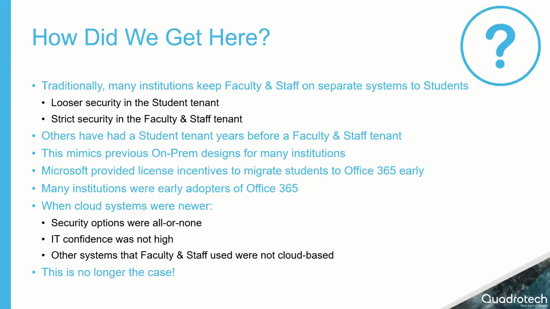This also meant that on-prem systems were set up this way too. So it was very common for the on-prem environments to have a faculty and staff network that was protected and had different rules and restrictions, and then a looser student network either in on-prem housing or whatever it may be, keeping that area separate. When we talk about moving to the cloud, Microsoft for years provided really good license incentives for student faculty in Office 365.